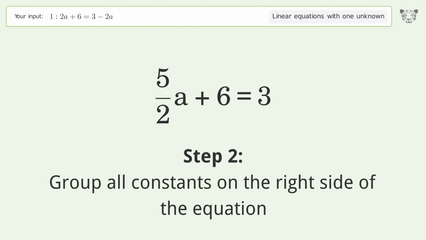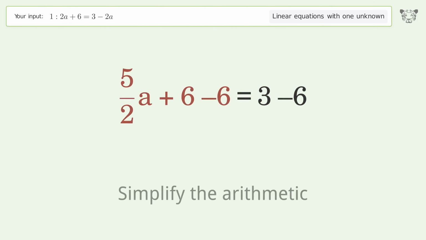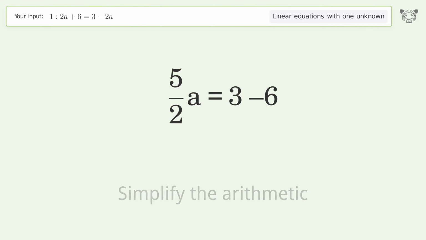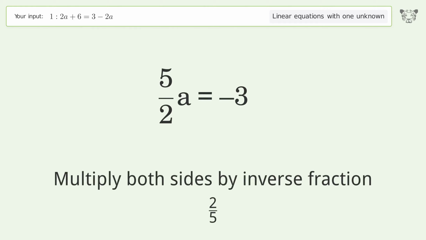Group all constants on the right side of the equation. Subtract 6 from both sides. Simplify the arithmetic. Isolate the a. Multiply both sides by inverse fraction 2/5.